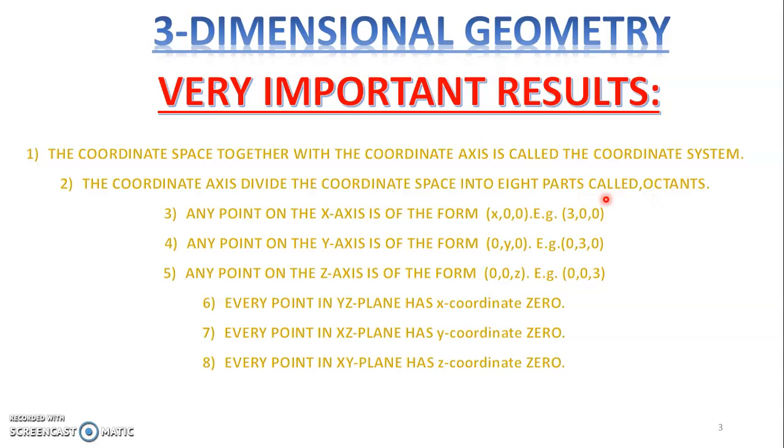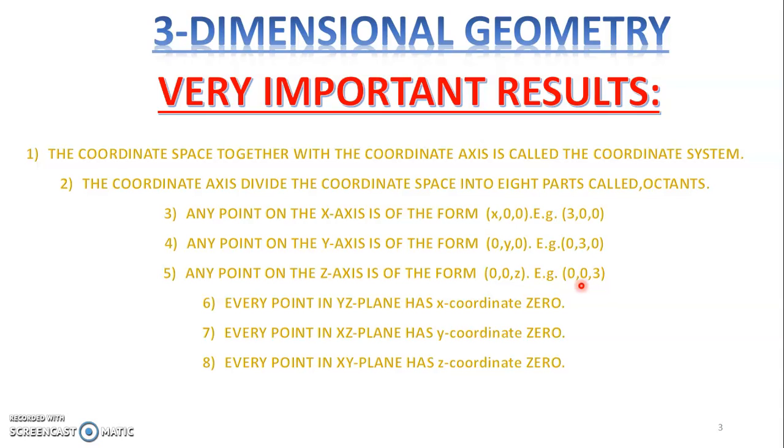Octants. Any point on the x-axis is of the form x, 0, 0. Example 3, 0, 0. Any point on the y-axis is of the form 0, y, 0. Example 0, 3, 0. These are the coordinates, students. Suppose if I write 0, 4, 0, it can be any number. I have taken 3 for an example. Fifth, any point on the z-axis is of the form 0, 0, z. Example 0, 0, 3. This is on the z-axis.